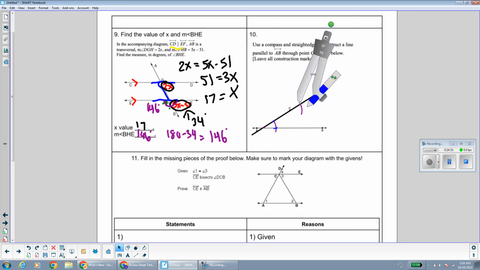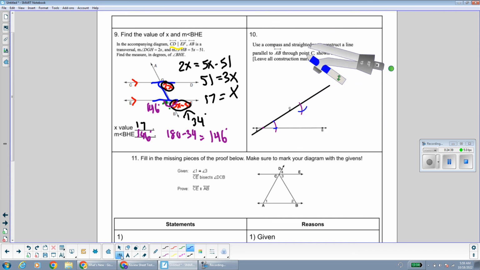And pick up my compass without changing the length that I just measured. I'm going to go up to where my first arc hit the line, and I'm going to make the same exact arc. Notice how there's an intersection point? That's where my parallel line is going to pass through.